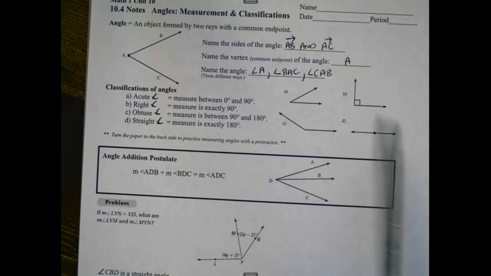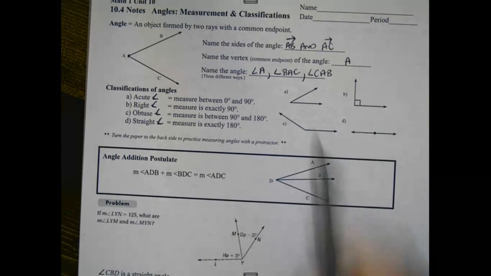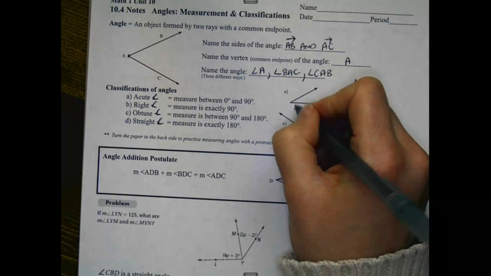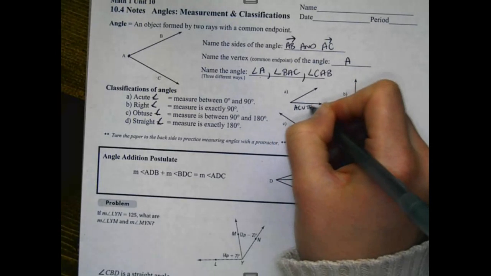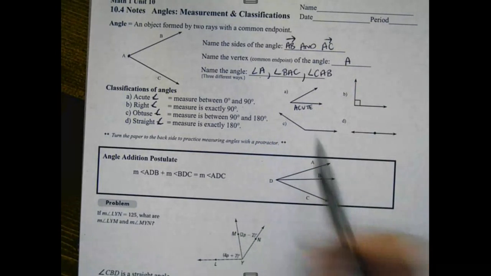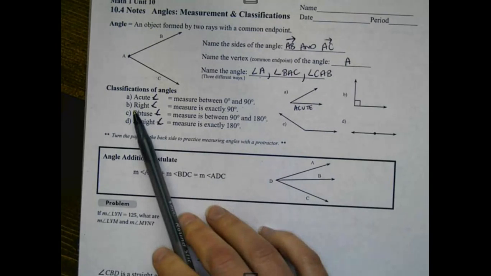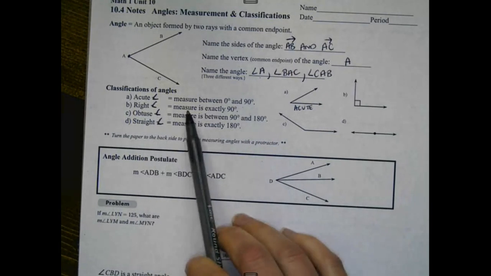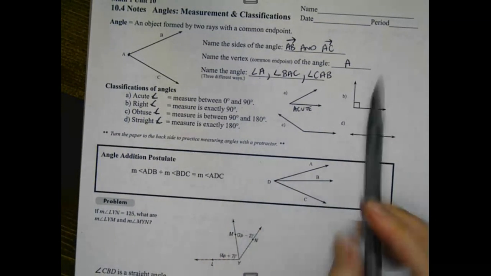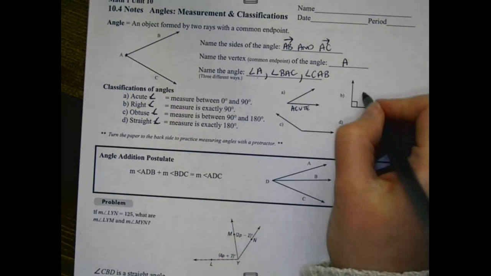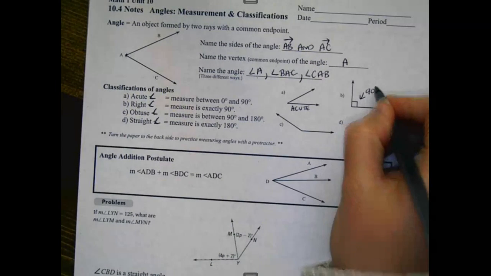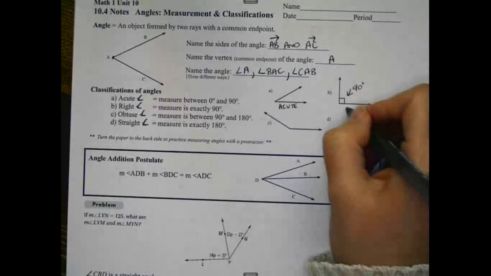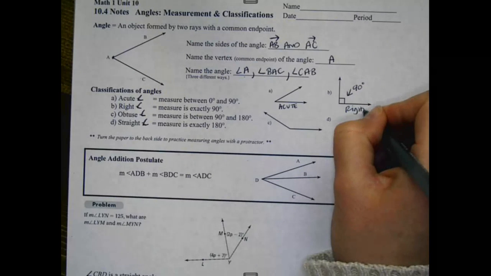So let's actually label which one is acute. And actually our angle A is acute. So this is smaller than 90 degrees and between 0 and 90. Our next one, our right angle, measures exactly 90 degrees. We can see in our example here, this is the 90-degree angle that represents that. So this is our right angle.